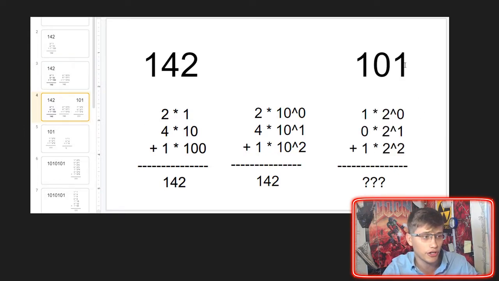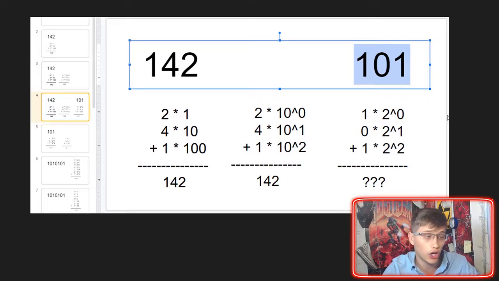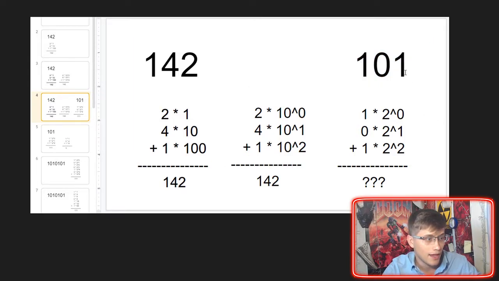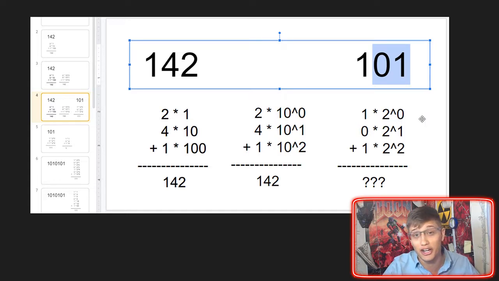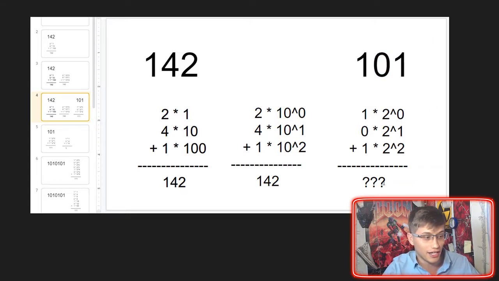I've got a number here in binary called 101. It's not one hundred and one. We don't know what it is. It's a big question mark. All we know is that in binary, it's 101. So it could be, we don't know. We don't know what that represents.